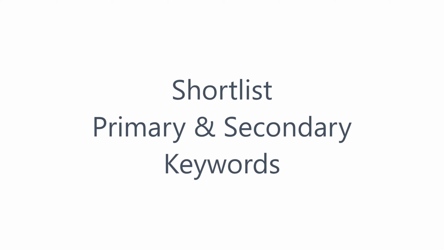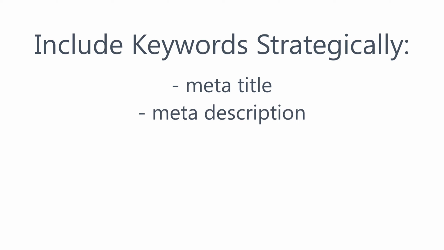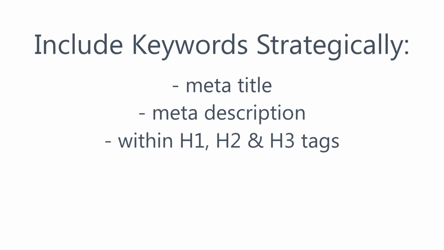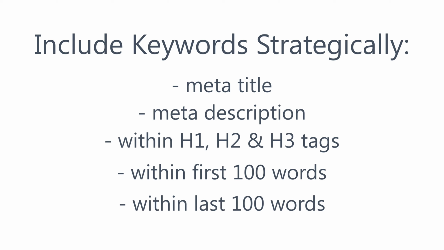We recommend shortlisting a bunch of primary and secondary keywords for each web page that you want to update. The next step would be to include those keywords in strategic hotspots on the web page, namely in the meta title of the page, in the meta description, within your H1, H2, and H3 tags, in your opening paragraph or in the first 100 words, as well as in your closing paragraph or in the last 100 words.